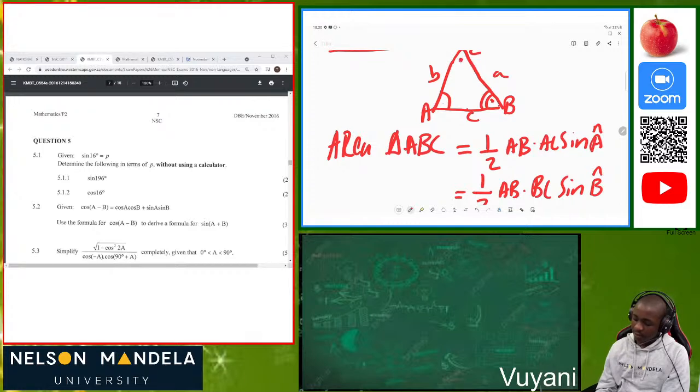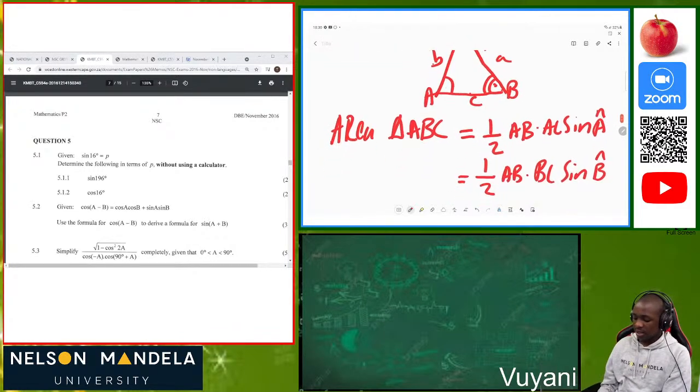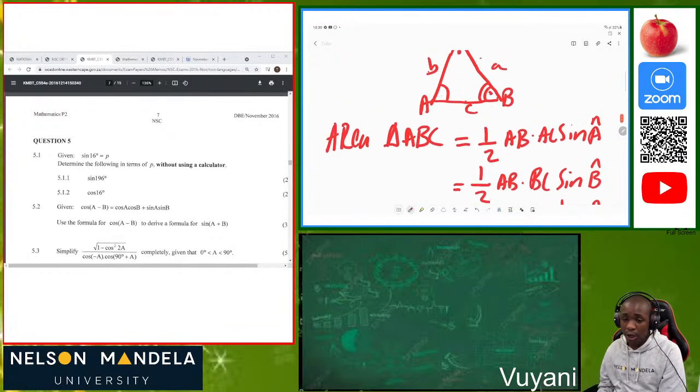a dot here. If you are having this angle C, which means these two sides are the ones which are important, so you can say it's 1 over 2 AC times BC, sine of angle C. So this is our area rule.